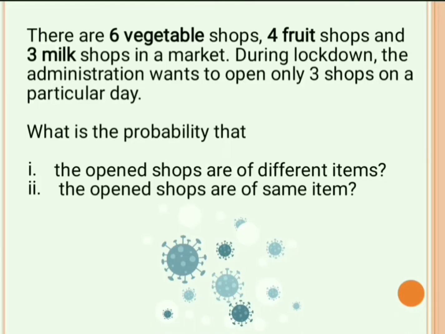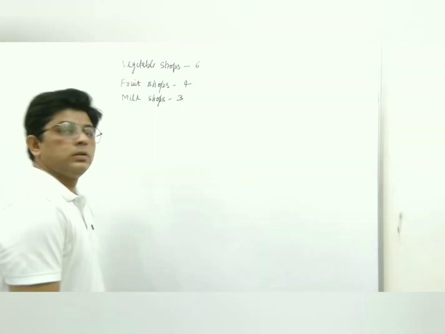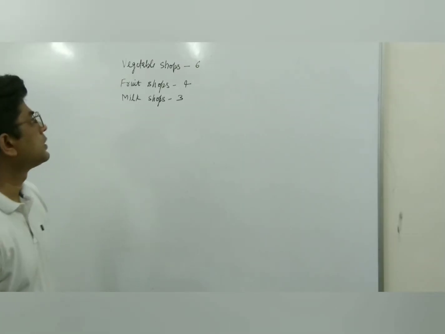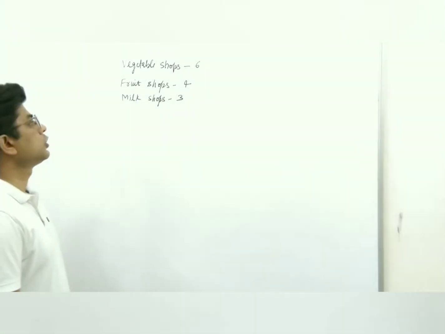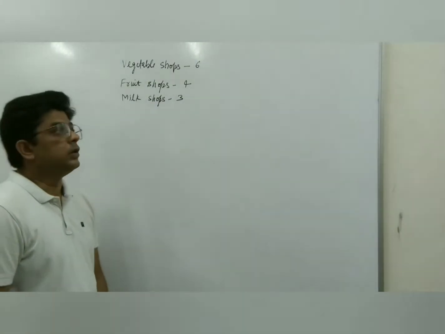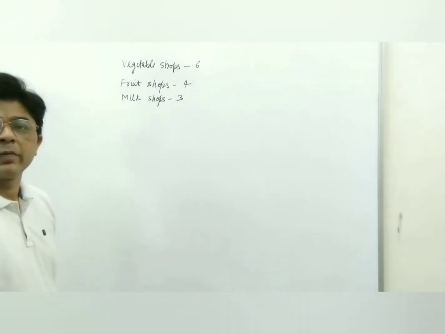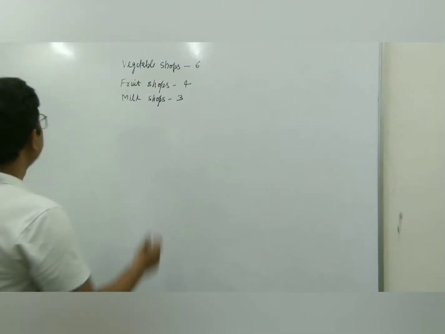There are 6 vegetable shops, 4 fruit shops, and 3 milk shops in a market. During lockdown, the administration wants to open only 3 shops on a particular day. What is the probability that the opened shops are of different items? The opened shops are of same item. So in this problem, it is given that there are 6 vegetable shops, 4 fruit shops, and 3 milk shops. So the administration wants to open only 3 shops on a particular day.